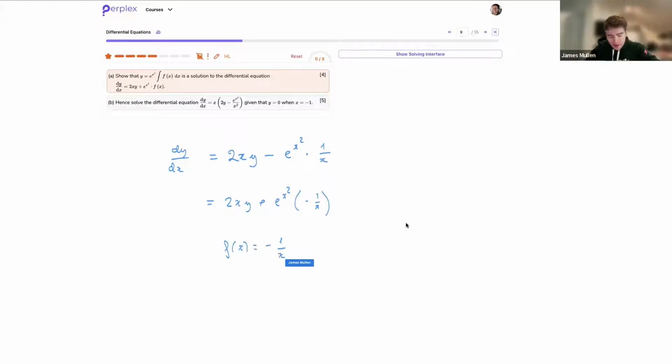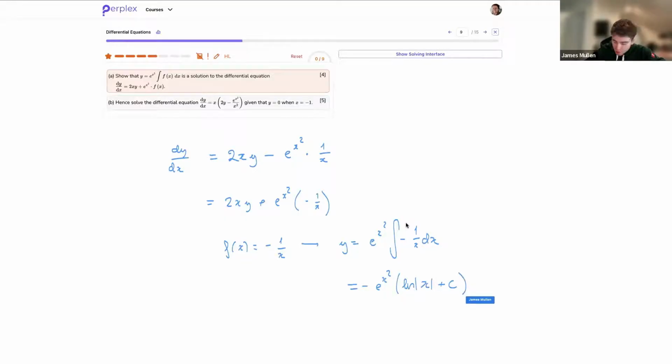And we already verified that a solution to that differential equation was y equals e to the x squared times the integral of f of x dx. Now, when I integrate negative 1 over x, I take the negative outside, e to the x squared, and then I'm going to have ln of the absolute value of x plus c.